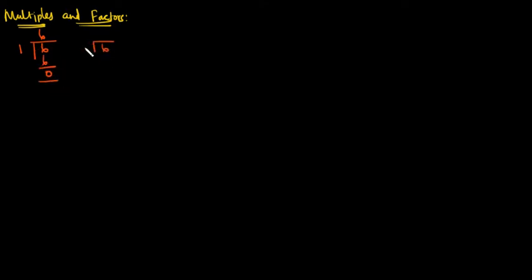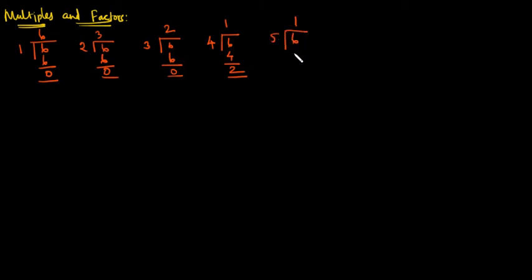Now I'm going to divide it again by 2. This time I'm trying with 2. So 3 2s are 6, remainder 0. The same 6 I'm going to divide by 3 now. So 2 3s are 6, remainder 0. And the same 6 I'm going to divide by 4. So 1 4 is 4, remainder 2. Then 6 again by 5. So 1 5 is 5, remainder 1. And again with 6. So 1 6 is 6, remainder 0.